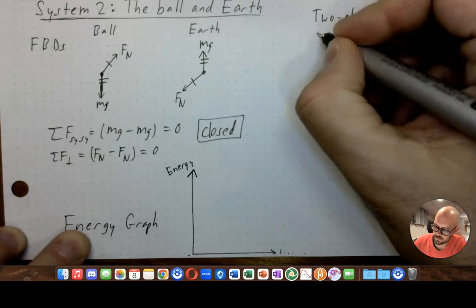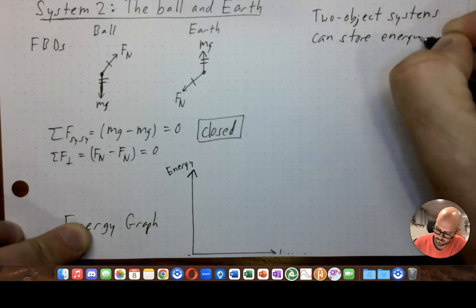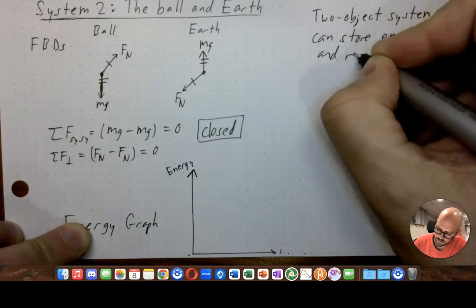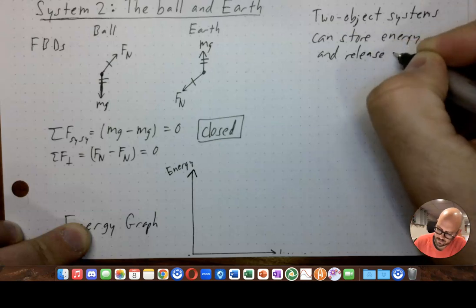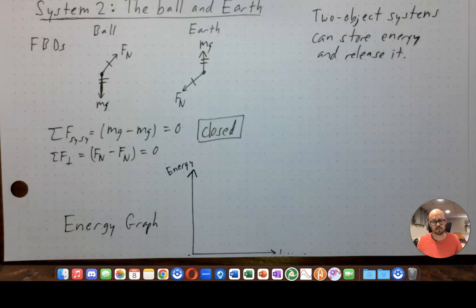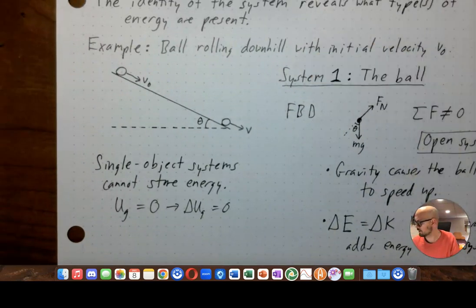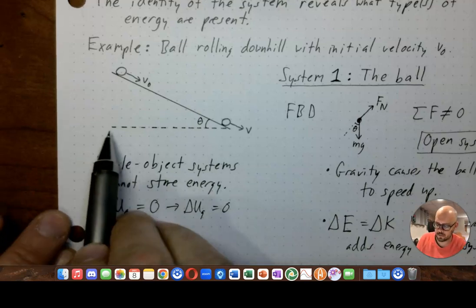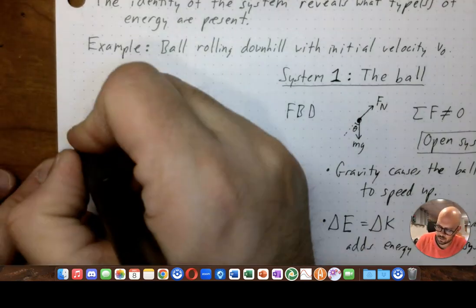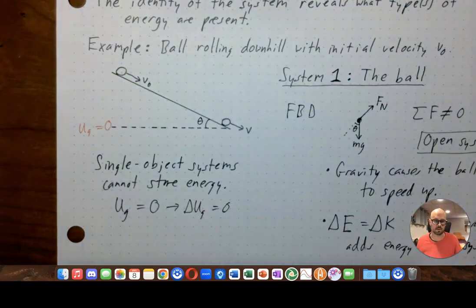Two object systems can store energy and release it. And so potential energy is something that factors into this. It can change and it can cause things to happen. If I go back to this diagram, I can relabel it in terms of energy. If I'm allowed to consider potential energy, then I would take a look at this bottom of the ramp and I would say that gravitational potential energy is 0 right there.